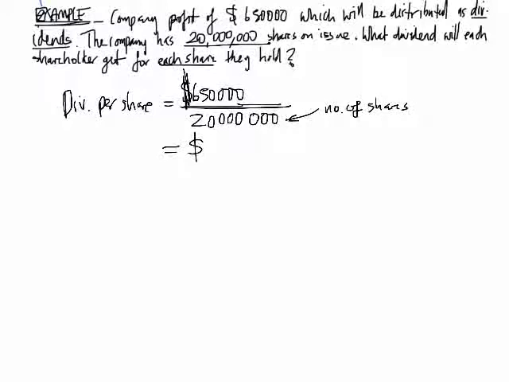So I'll go 650,000 divided by 20 million. That is, in dollars, 0.0325. So in cents, you could probably just leave it like that, but the book brings it back to cents. So if you want it in cents, you times it by 100. So it's going to be 3.25 cents per share owned.